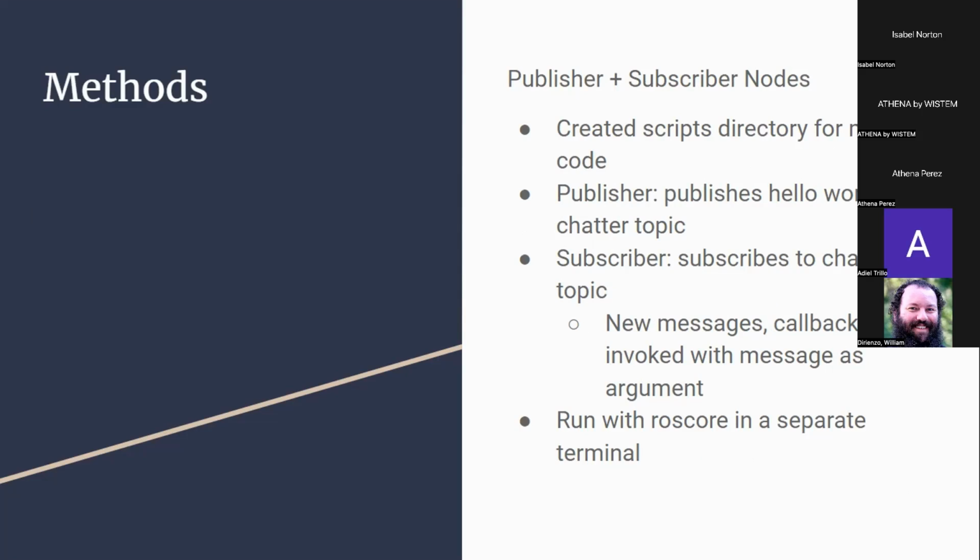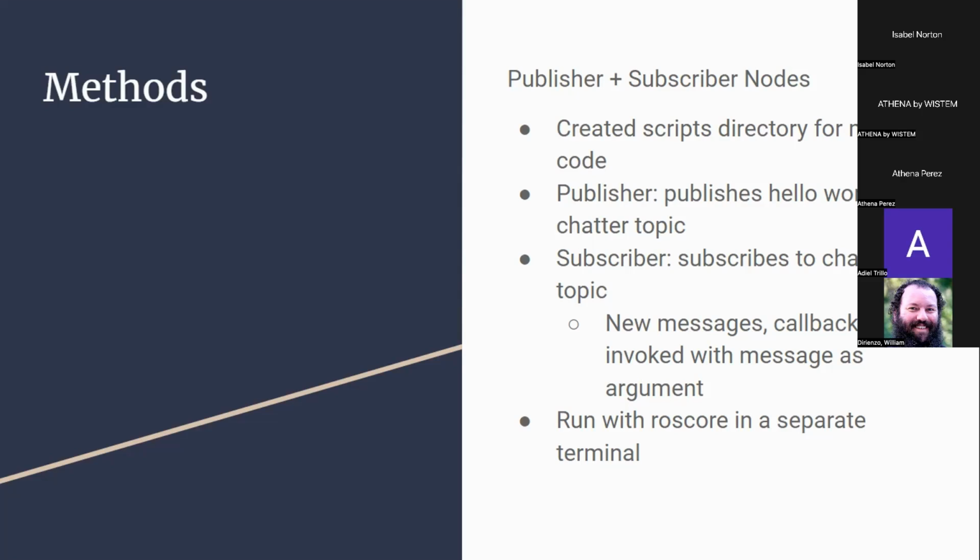And afterwards, I wrote the code out for the publisher. And basically what this code did is it published hello world to the chatter topic by using strings, which are what the standard messages are. And then the subscriber was similar in code to the publisher, and it just subscribed to the chatter topic. So whenever the subscriber got any new messages, there was a callback function that was invoked with the message as the argument. So that way the publisher would be printing hello world repeatedly, and the time would pop up too. And then when the subscriber saw that, it would also print out hello world.